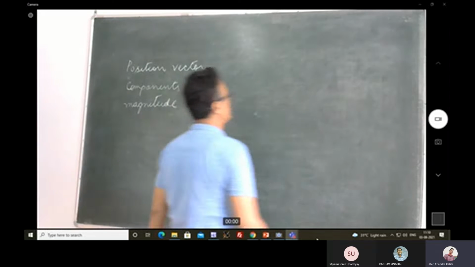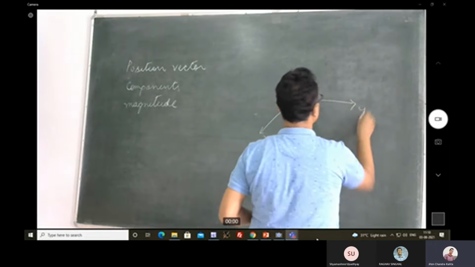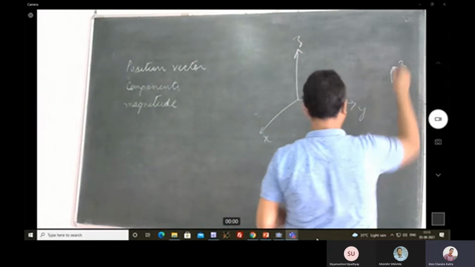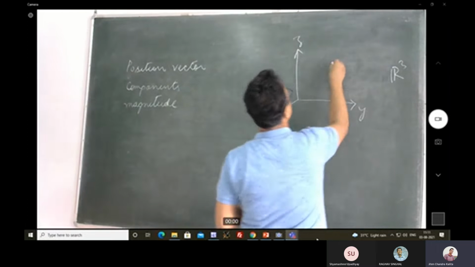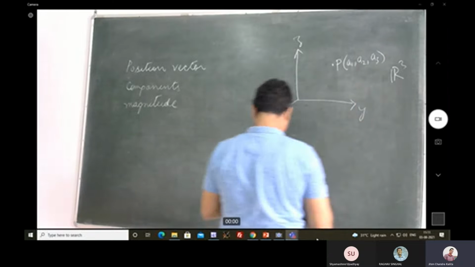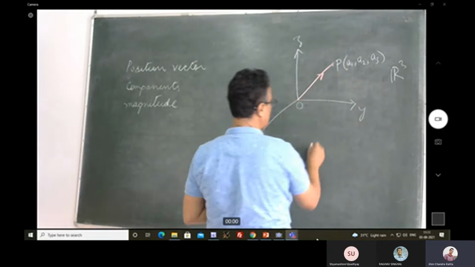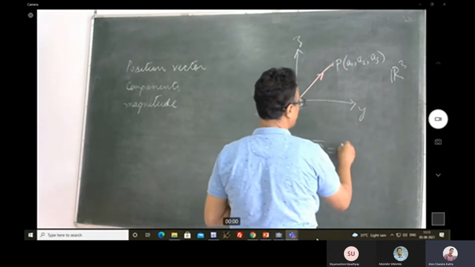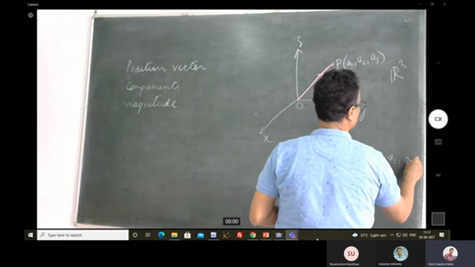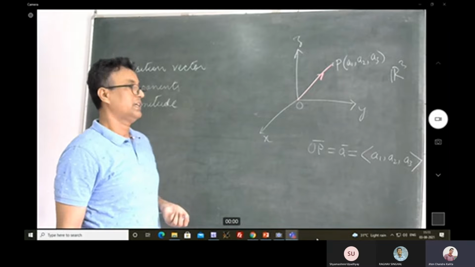If you recall what we did, if I consider the three-dimensional space, say this is R3 or XYZ space, and suppose I consider a point P whose coordinates are given by A1, A2, A3, and if I join the origin with P, that is going to give me a vector. This is OP. If I denote it by A, then you know that the components, I can write the vector like this.